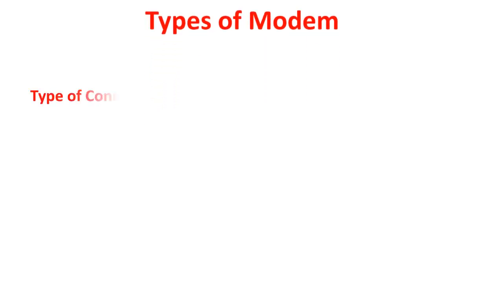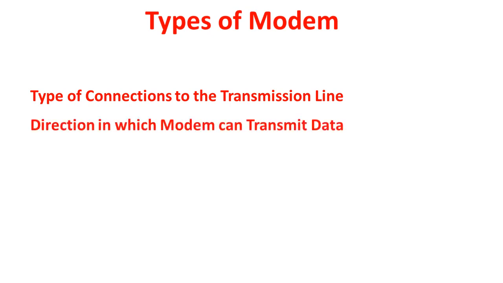Types of modem. Let us discuss different types of modem one by one. In several ways the modem can be categorized, such as types of connections, transmission line, direction in which modem can transmit data, transmission mode, and there are many more ways to categorize the functionalities of modem. Let us discuss some very common types of modem that are used in our regular life, depending on direction of the data transmission.